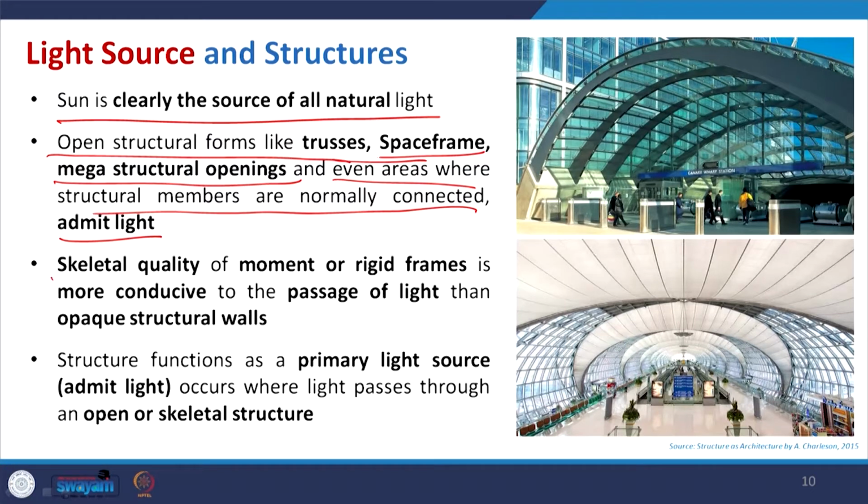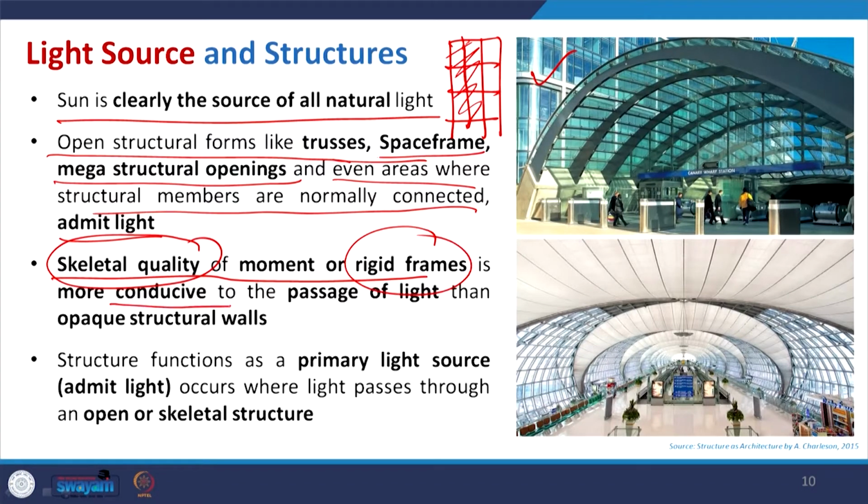So, that is why the skeletal quality of a moment or rigid frame, where you just make your structure with beam and column, and the rest of the things you can either fill with the masonry work, but that will reduce the opening percentage of the facade, or else you go for the structural glazing with the glass like this building, the way we can see. So, which will allow more light to pass on. So, that is why the skeletal quality of this rigid frame is more conducive to the passage of light than opaque structural walls.